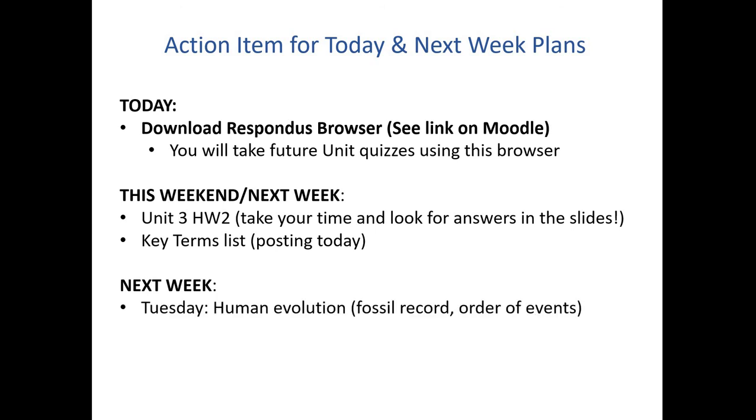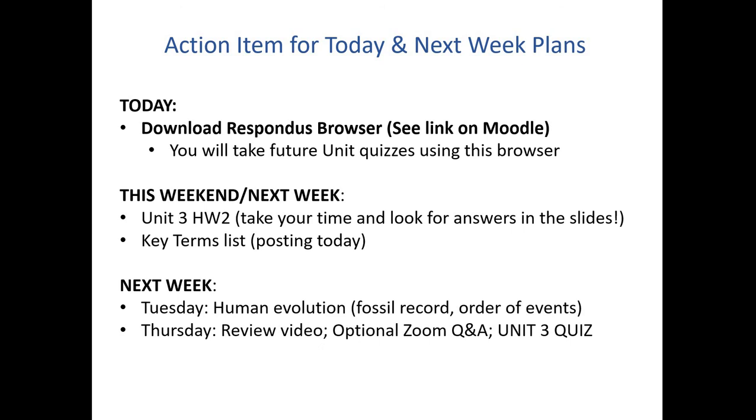Then next week, Tuesday, we're going to talk about human evolution. Basically the fossil record and order of events that occurred within human evolution to differentiate us from our last common ancestor with chimps. And then we're also going to do a human evolution lab activity. And then Thursday I will post a review video that's basically just going over the key terms list and things you should know from that.